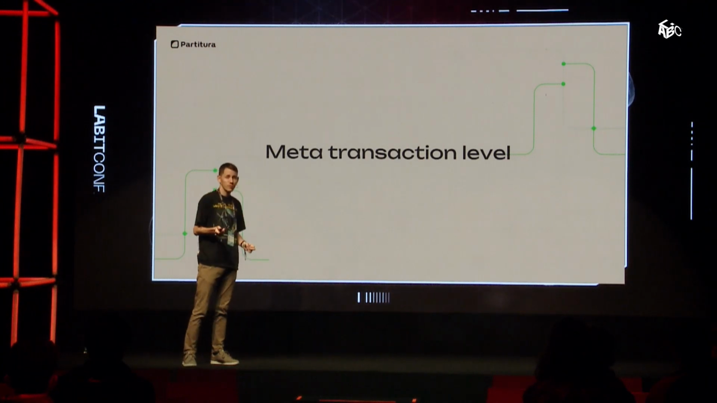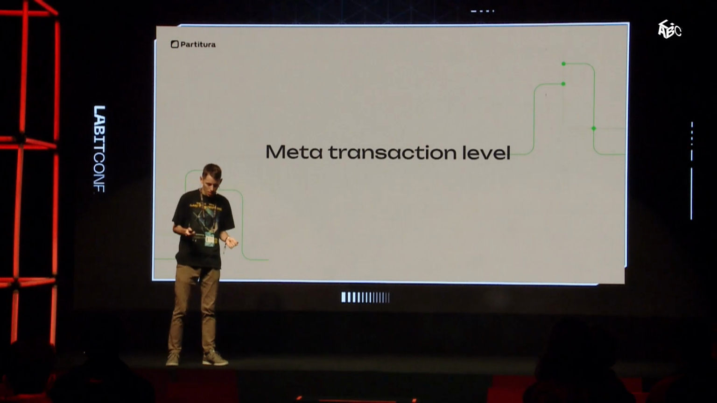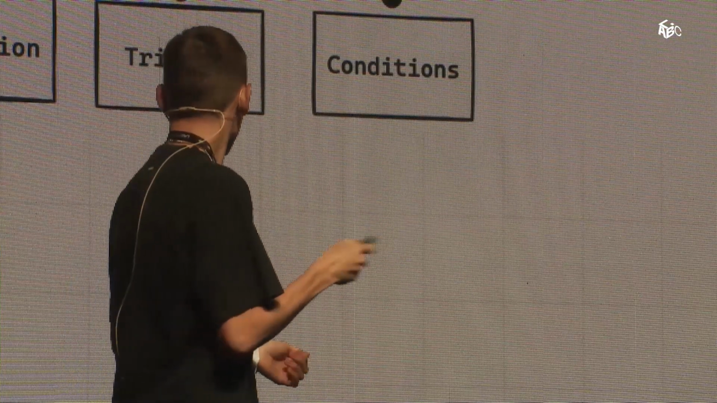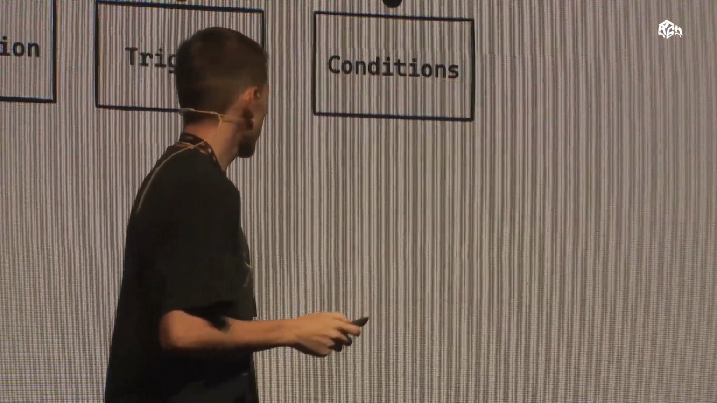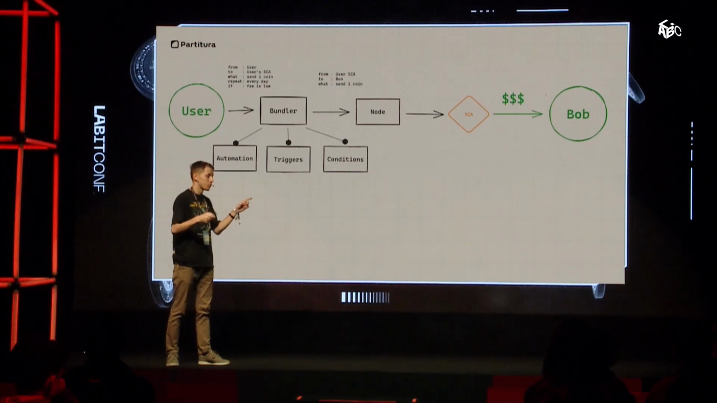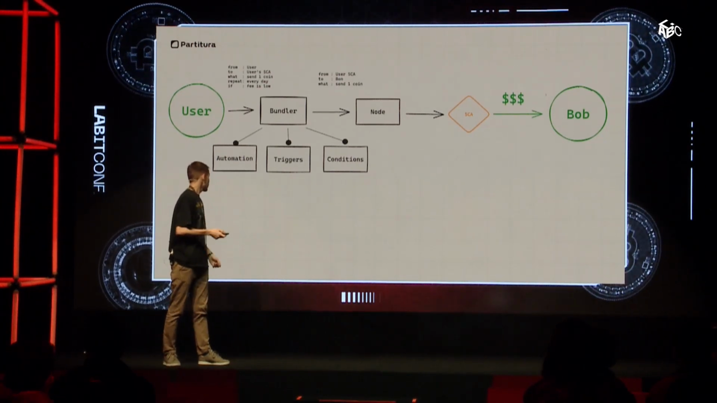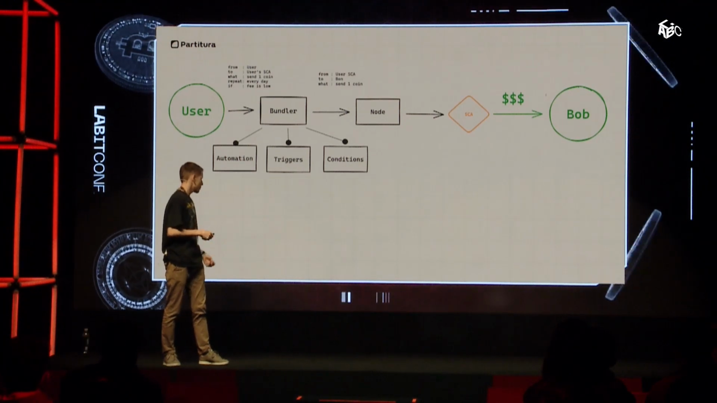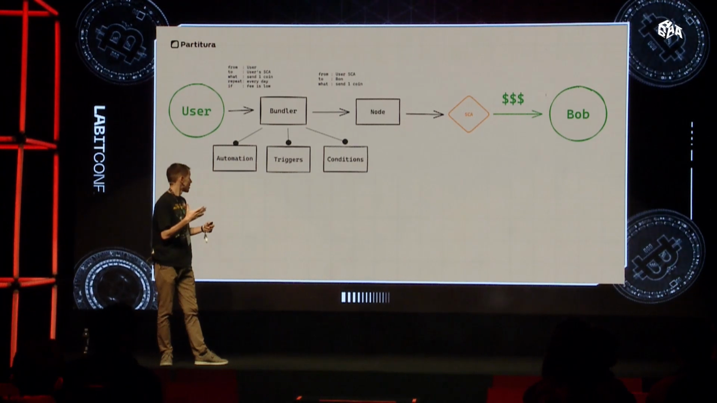So what if we implement our new feature on the meta transaction level, which means that we improve our bundler. In this case, we don't have any changes on the smart contract account, on the protocol. We have changes on the bundler, and let's say we have a bundler which can be extended with automation, with triggers, with conditions. Yeah, and it looks nice.